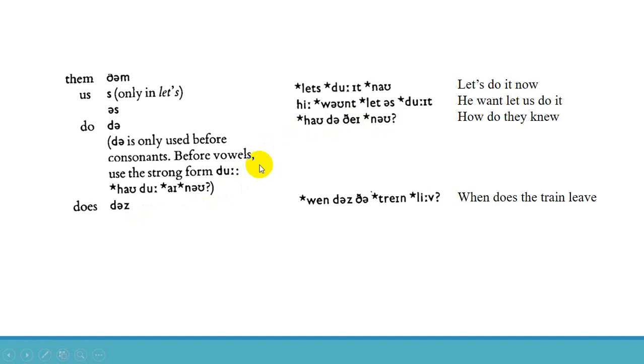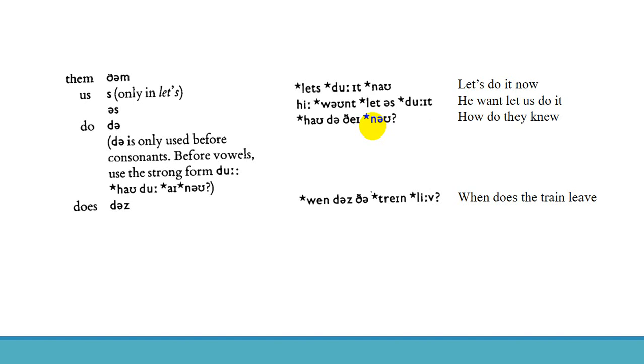auxiliary do. For example, how do they know? How do they know? Okay, how do they know? It is easier than saying how do they know. We say how do they know? Tamam.